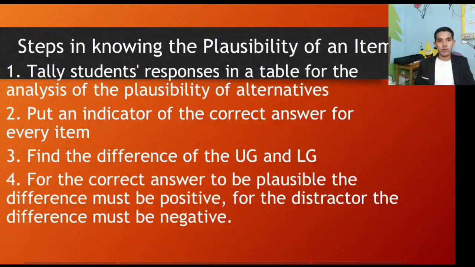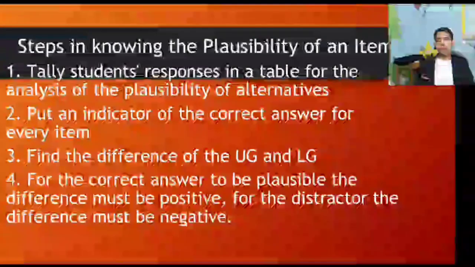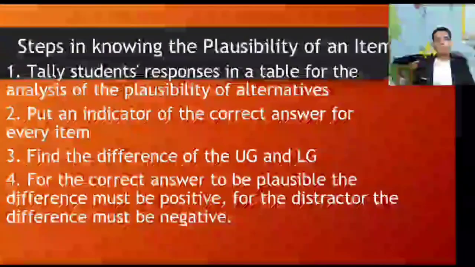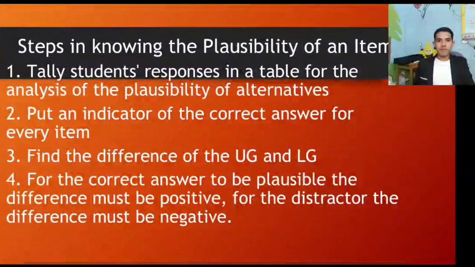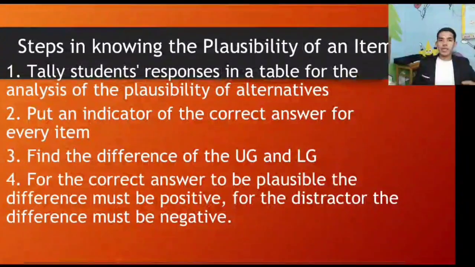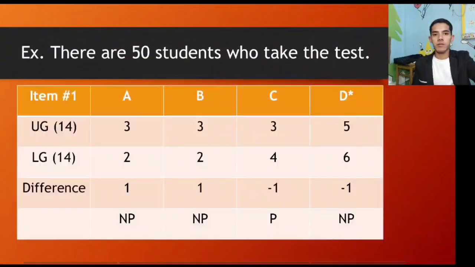In number 3, you have to find the difference of the upper group and the lower group. And the fourth one is, for the correct answer to be plausible, the difference must be positive. And for the distractors or decoys, the difference must be negative. Again, in order for it to be plausible, for the correct answer or the response, the difference must be positive. Okay? And for the decoys or distractors, it should be negative para maging plausible.